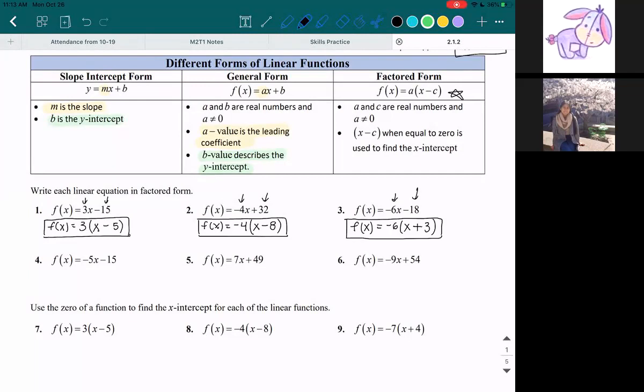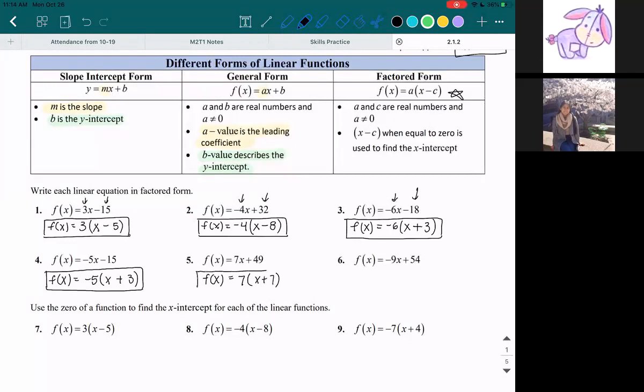All right, so now we are unpaused. I want to remind you guys that if you got it wrong, don't worry, just try to fix your mistake, understand where you went wrong, and if you don't understand it, you can always call me over to ask. All right, so for number 4, this is what you should have gotten. F of x is equal to negative 5 parentheses x plus 3. When you divide negative 15 by negative 5, you get a positive 3. That's why it's x plus 3.